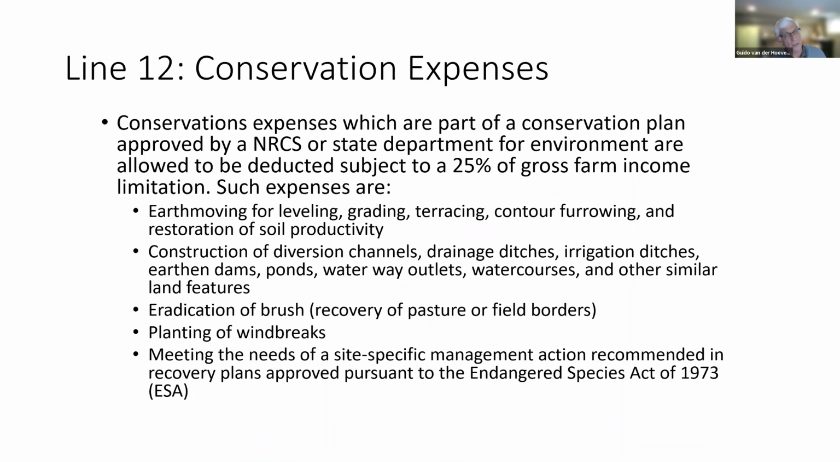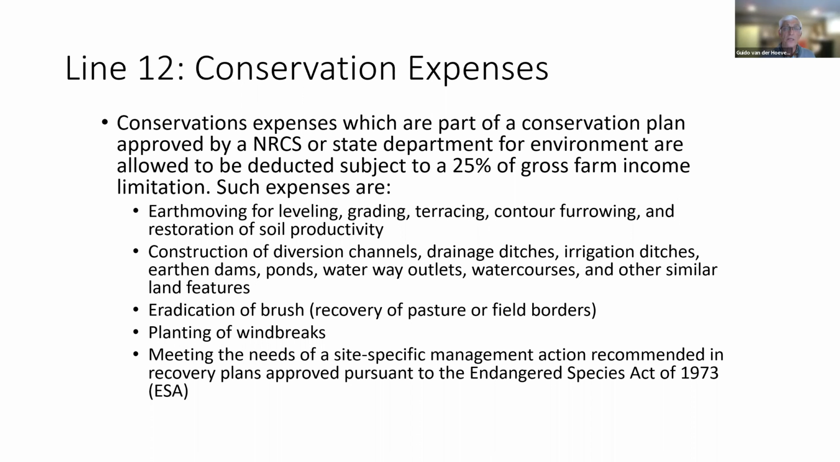Now we get into one where we need to be more careful, and we need to be understanding what the tax rules are telling us. And this is going to be our conservation expenses. So conservation expenses are going to be, number one, part of a conservation plan, which is going to have been approved by NRCS or a state department for environment or whatever may be the local in the state. And again, it's going to be subject to the 25% of gross farm income limitation, which I spoke to and illustrated just a few moments ago.